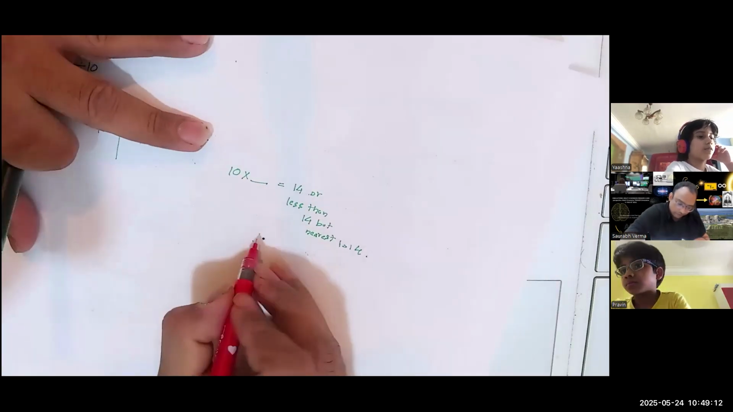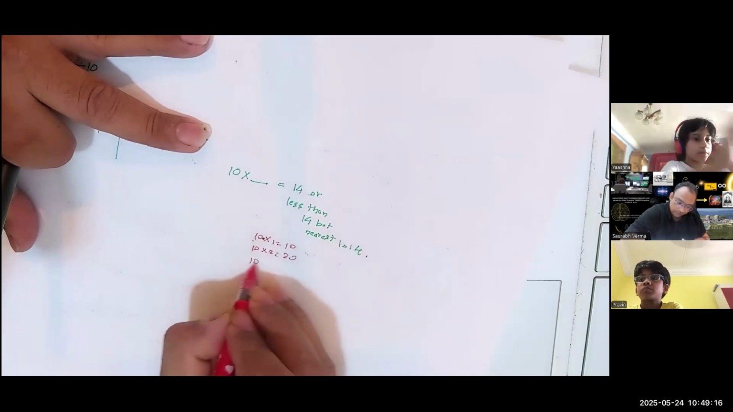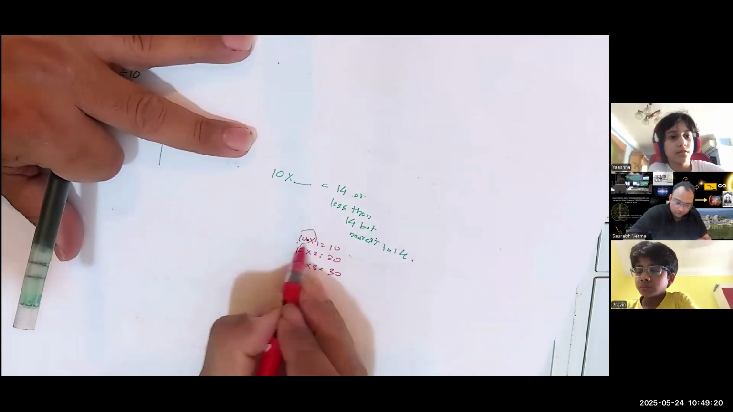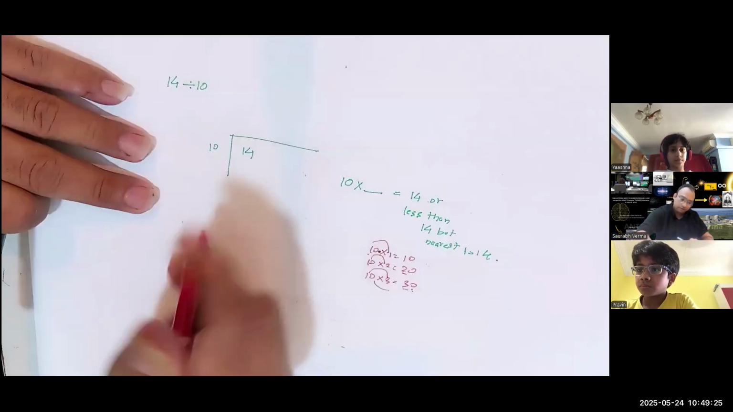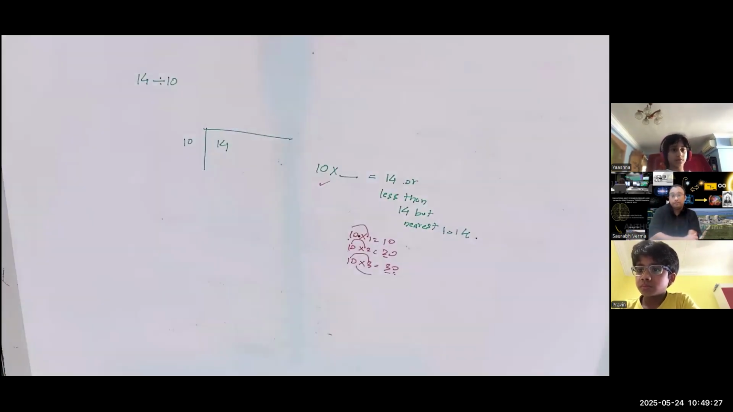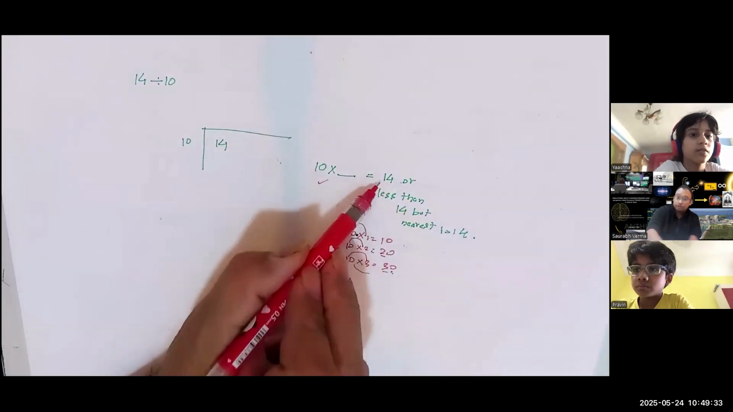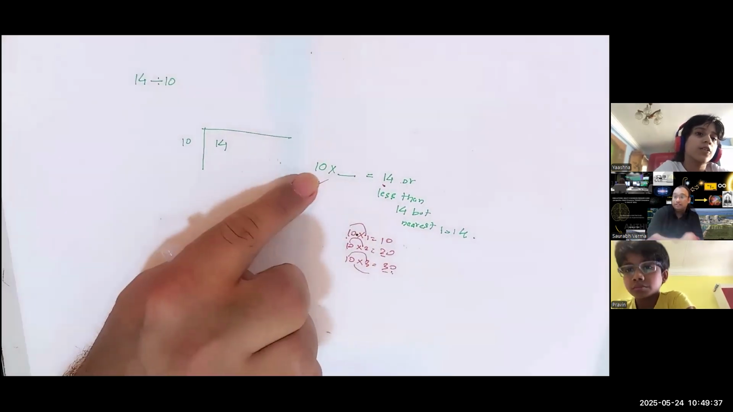10 times 1 will be 10, 10 times 2 will be 20, 10 times 3 will be 30. You know now how to write it? Simple. 1 into 1, 1 into 2, 2, 1 into 3, 3, and 0 over here. Now tell me, what is the most nearest? Either it should be equal to 14 or less than 14, but near to 14.